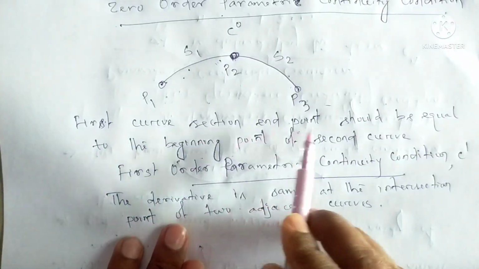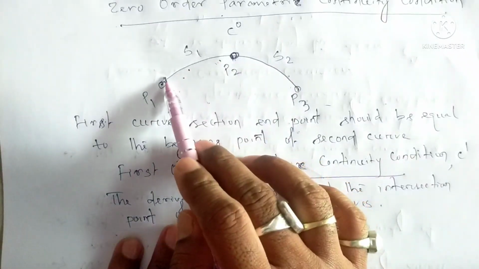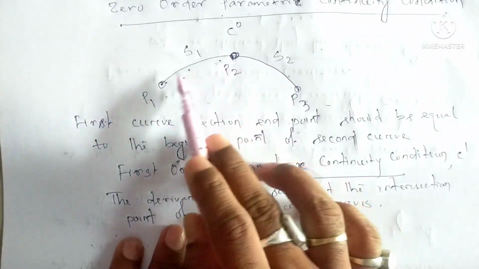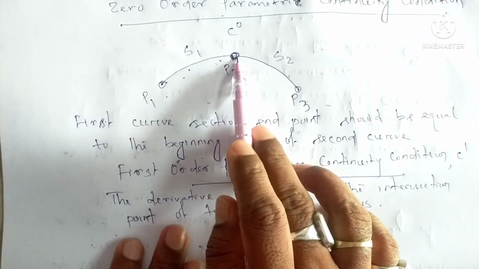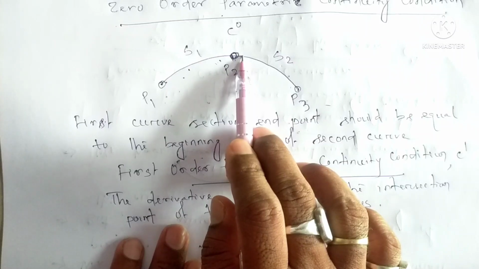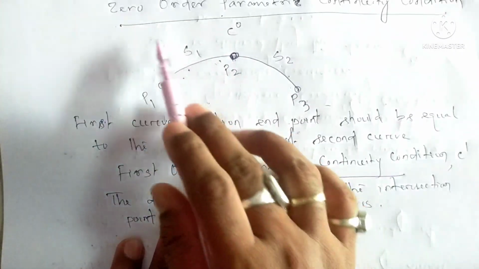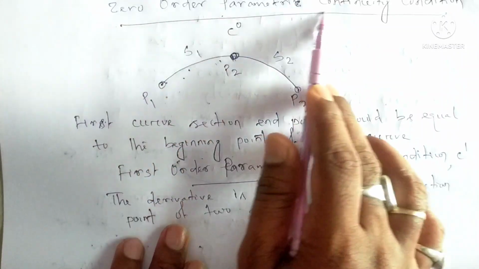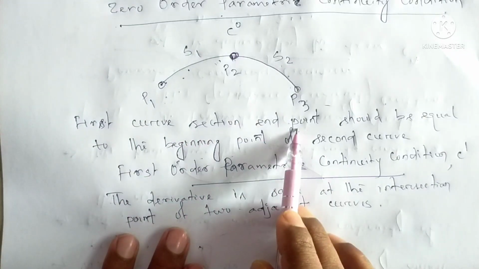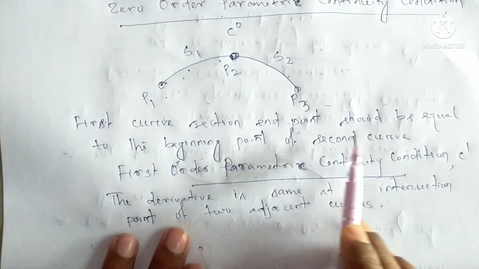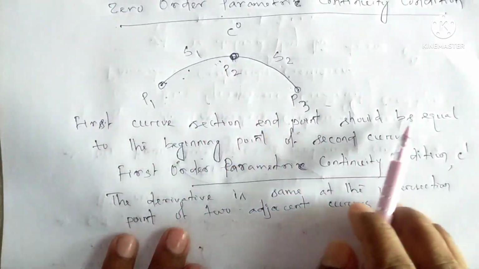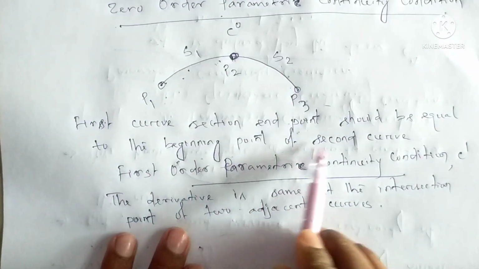The first curve section end point. So just think this is a curve and we have 2 segments, S1 and S2. The end point of the first segment should be equal to the beginning point of the second segment. If it is the same, then we can say that the curve is following the 0 order parametric continuity condition. So we have written here, the first curve section end point should be equal to the beginning point of the second curve. So the first curve is S1, its end point is P2, which equals the beginning point of the second curve.